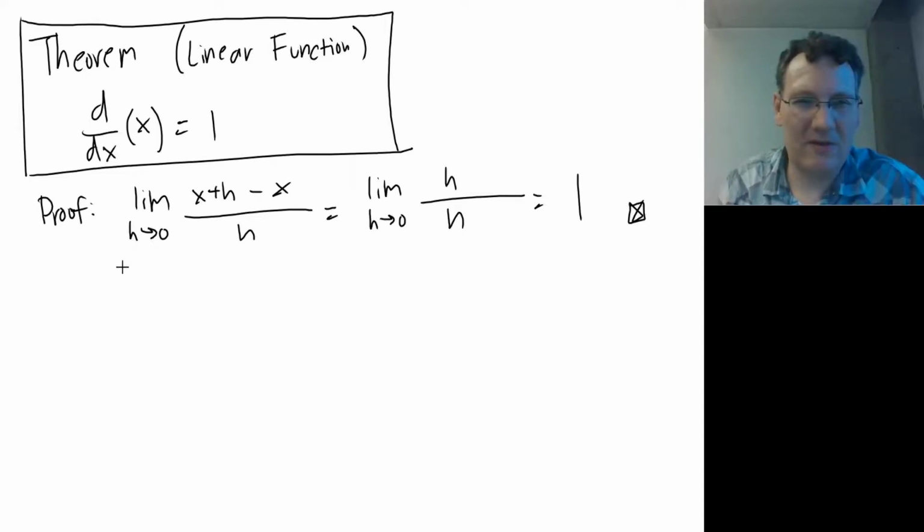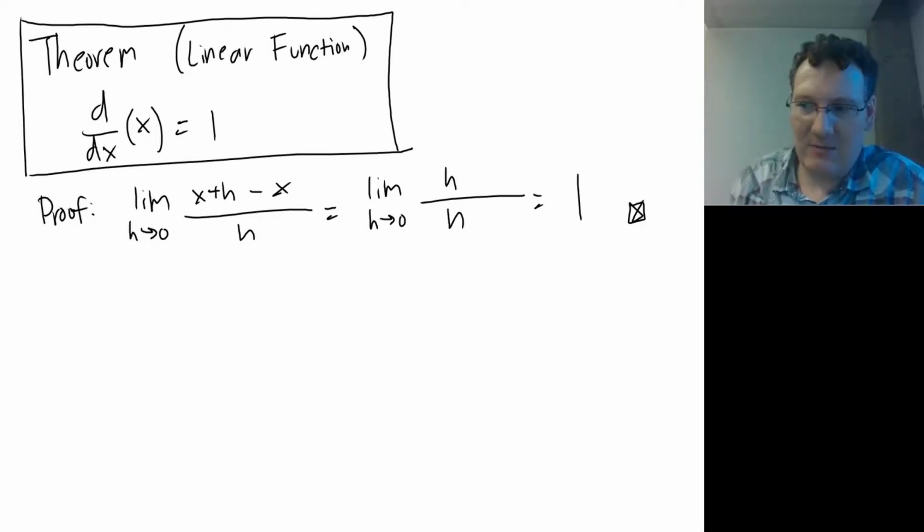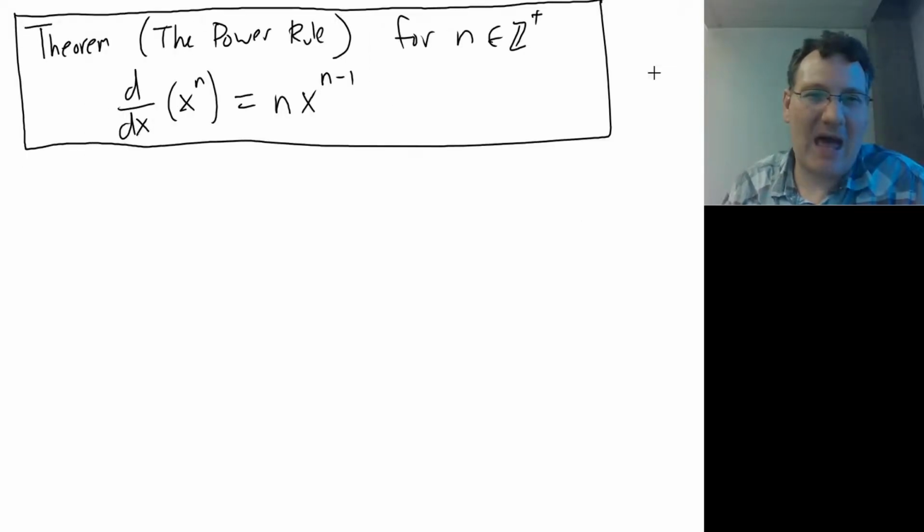Okay, so we have the derivative of a linear function and a constant function, and let's try to generalize with the power function. This is called the power rule. It says for any positive integer n, the derivative of x to the power n is n times x to the power n minus 1. And let's see how this can be proved.